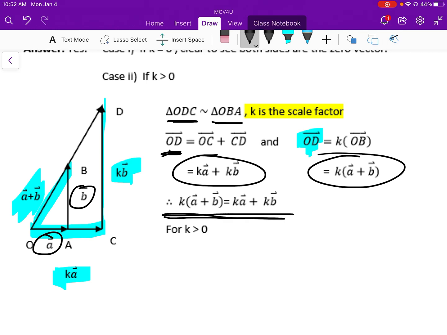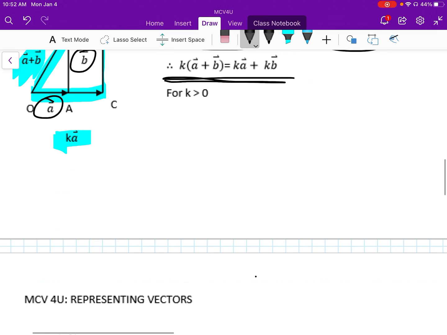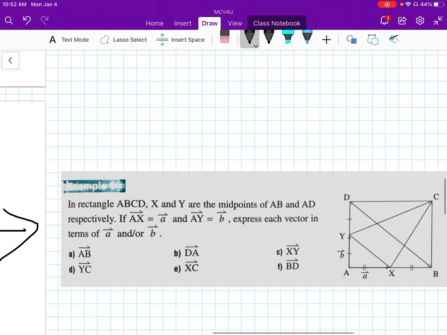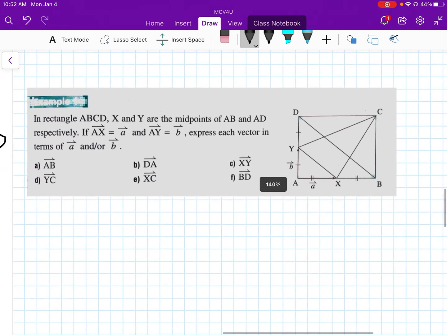Okay? So what I'd like you to do is, on your own time, take a look at page 33, number 20. Actually, this is from a different handout here. We're not going to worry about that. But what I'd like you to do is take a look at proving if K is a negative number. How does your diagram change? How does that relate with similar triangles as well? All right? Okay.